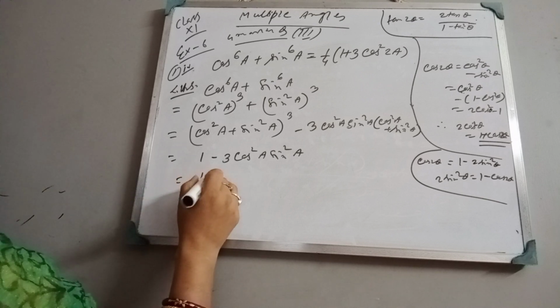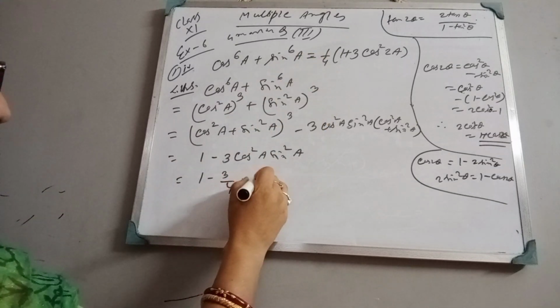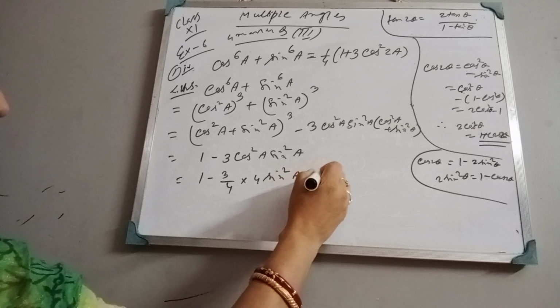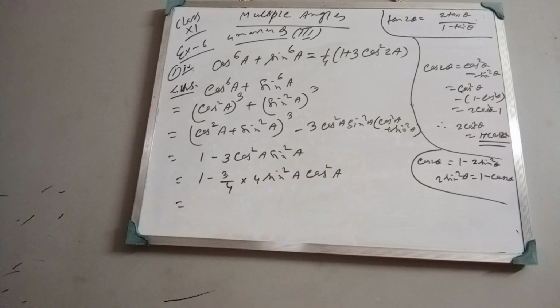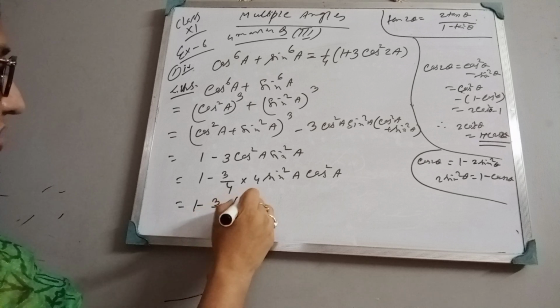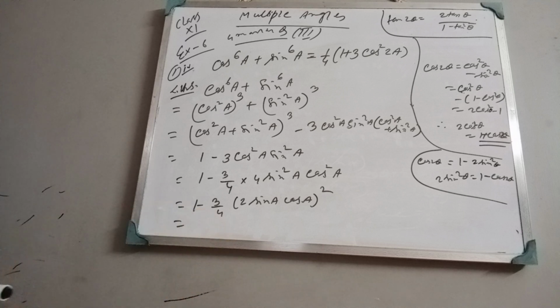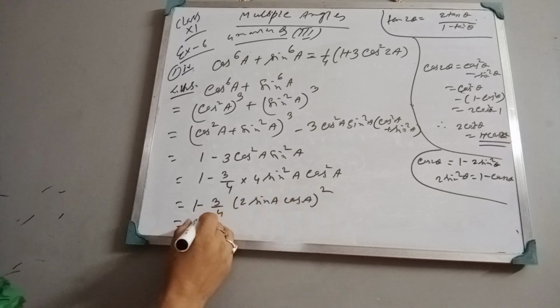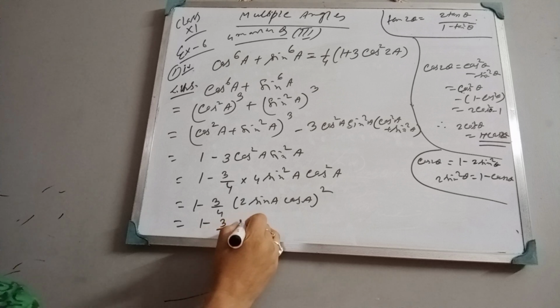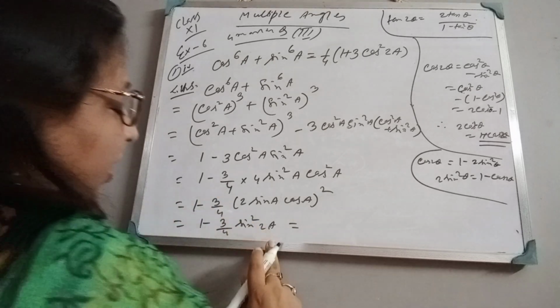Now let us write 1 minus, as we have to prove 1 by 4, so make it 3 by 4 into 4 sin square A cos square A. That we can write. 4 sin square A cos square A means 2 sin A cos A whole square. 2 sin A cos A means sin 2A. So it is coming sin square 2A. So sin square 2A means 1 minus cos square 2A.